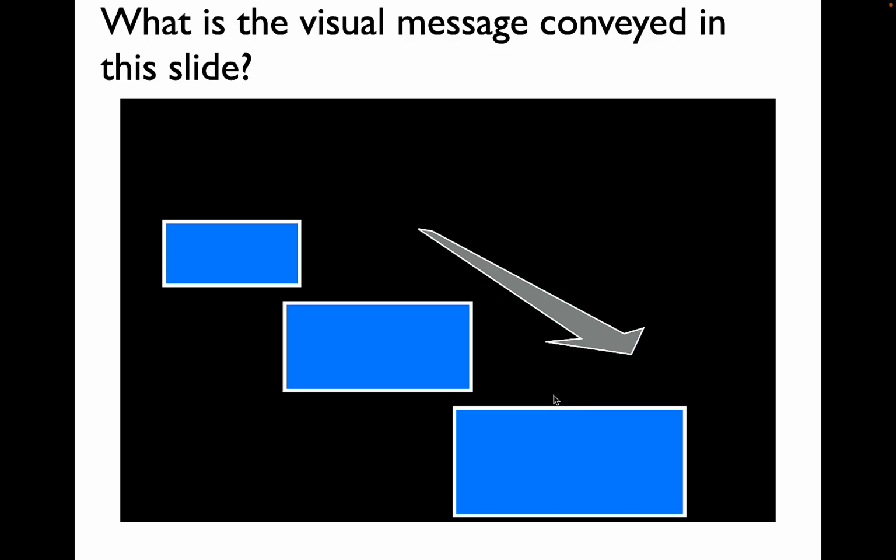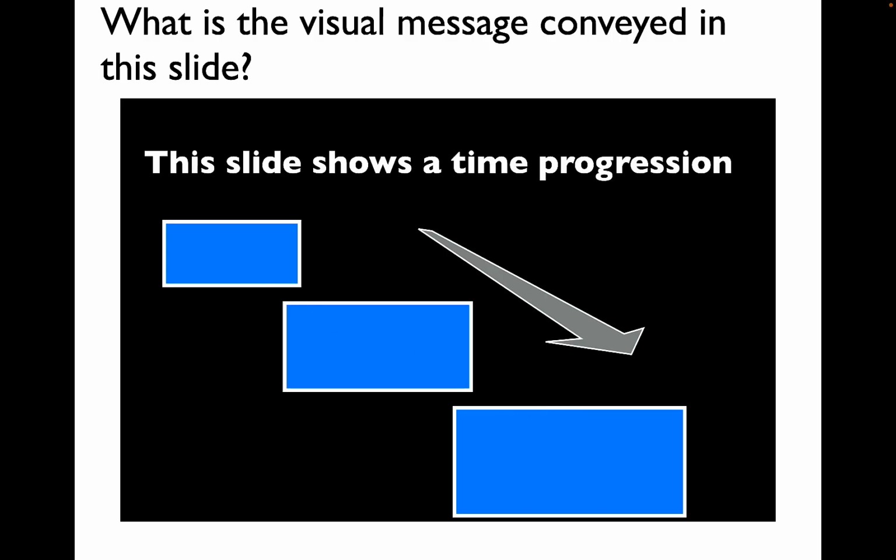What sort of visual message is conveyed? Well, we've got here this tiny little one in the back. That's the distant past, and we're showing a time progression here. And so we can communicate the idea of a time progression to a large fraction of our audience without even having any words, without having even any pictures.